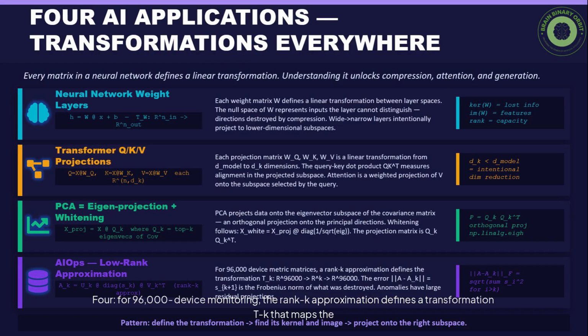4. For 96,000 device monitoring, the rank-k approximation defines a transformation T_k that maps the full metric space through a k-dimensional bottleneck. Residual projection norms flag anomalies.